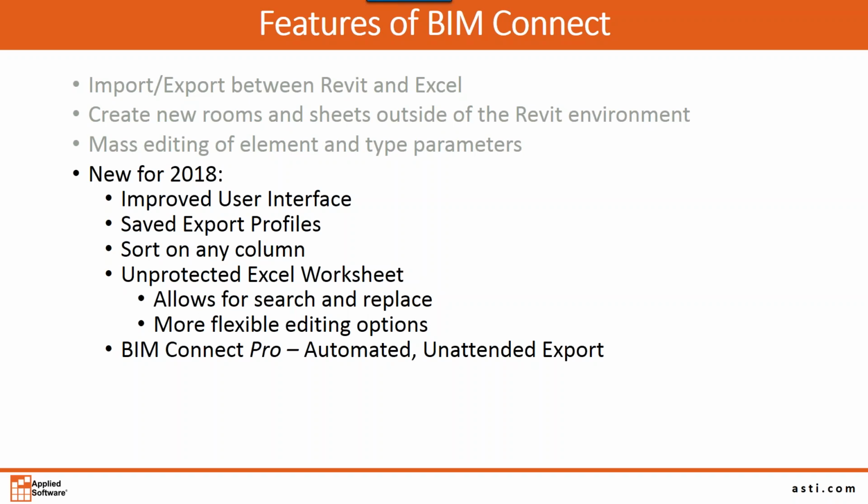We've unprotected the Excel worksheet. Earlier versions of BIM Connect made sure that anything that is a non-editable parameter in Revit, for example, the room area, that's something that's calculated. You don't edit it as a user. Well, in earlier versions of BIM Connect, those cells were protected so that you wouldn't edit them. Well, when you do that, you disable some of the powerful features of Excel, like search and replace. So we've unprotected those cells. If you do accidentally edit an uneditable cell, Revit will just ignore it when it comes back in, so it won't cause any problems. But now we've freed up Excel to be able to use some of its more powerful editing and searching capabilities.